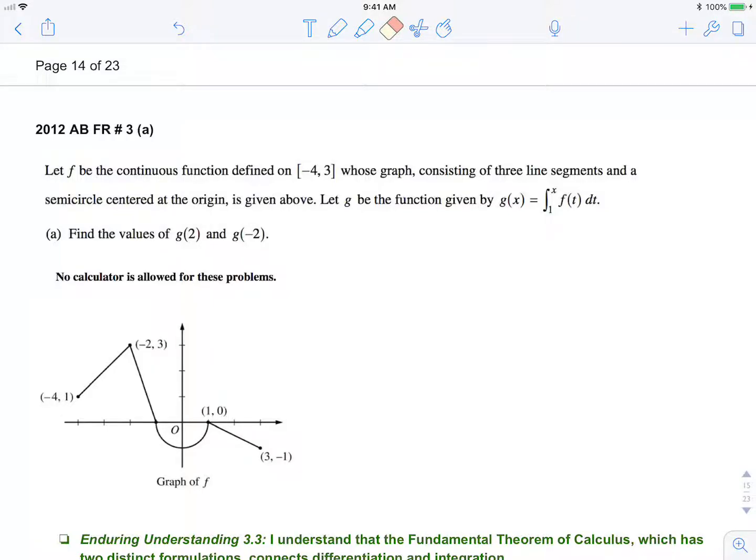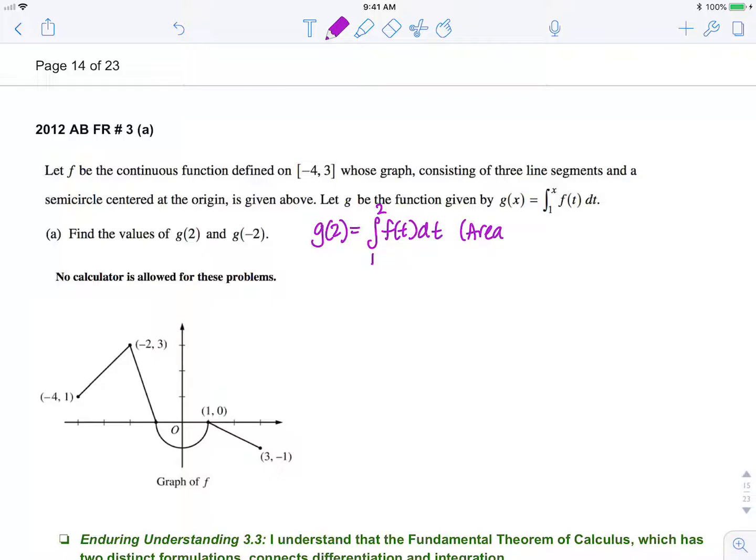Let f be the continuous function defined on the closed interval whose graph, consisting of 3 line segments and a semicircle, is given. G is the function g of x equals the integral from 1 to x of f of t dt. And they want us to find g of 2 and g of negative 2. So g of 2 is the integral from 1 to 2 of f of t dt.